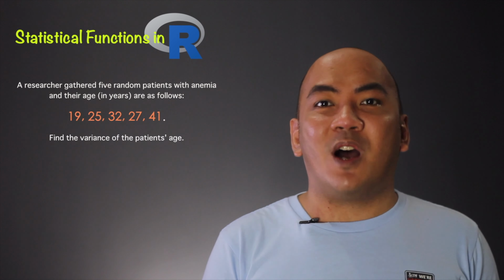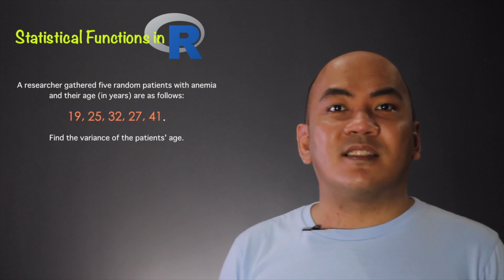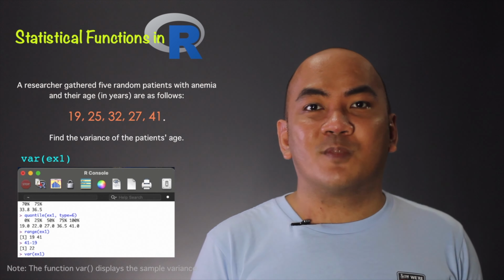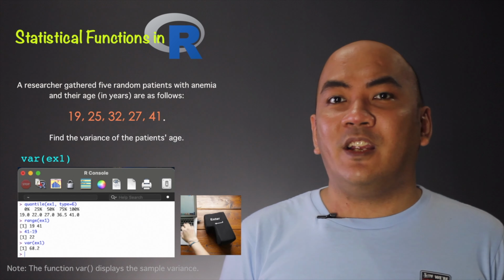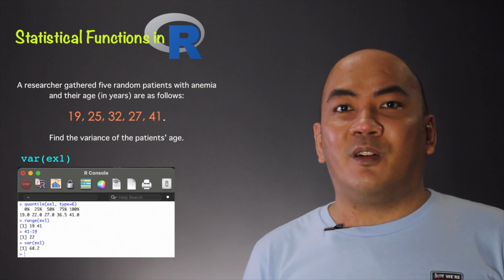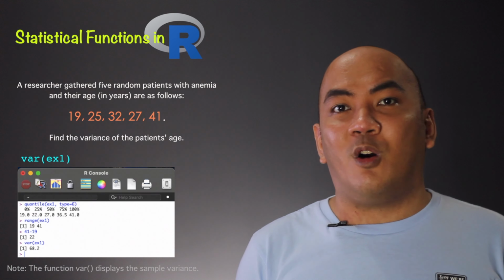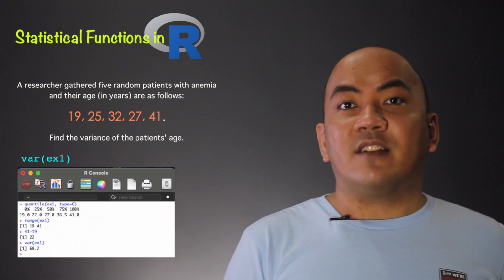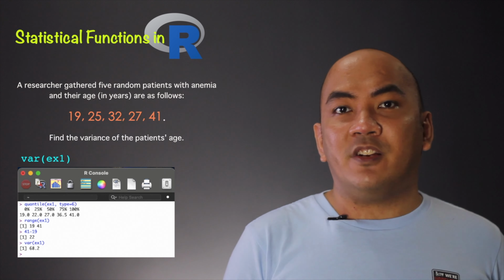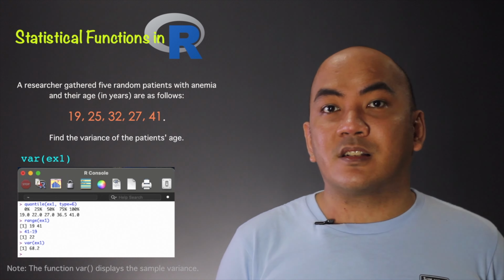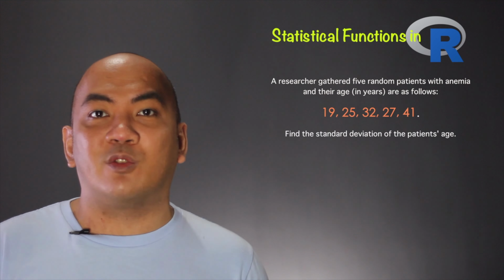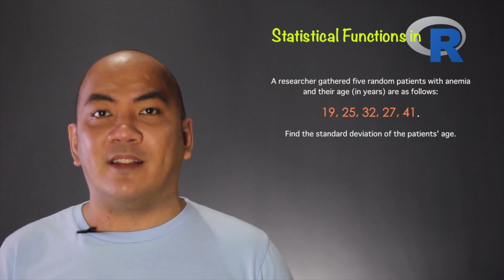Now let's proceed to the next one, which is variance. And variance in R is the function VAR. So that is VAR parenthesis EX1. Close parenthesis, then press the enter key, and it will give you the variance of the values in the object EX1. Just keep in mind that the variance unit of measurement is the square of the original unit of measurement. So if these are the age of the patients expressed in years, the variance of the age of the patients is 68.2 years squared. And that's the reason why we have the standard deviation, which is the square root of the variance, so that the unit of measurement is maintained.